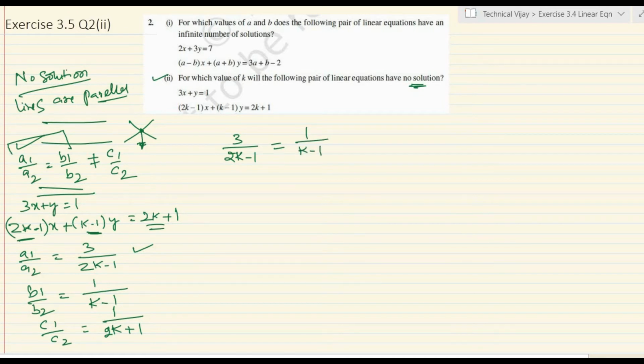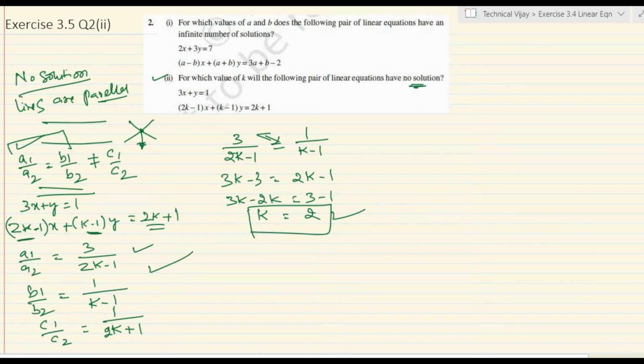So now cross multiplication here. 3k minus 3 is equal to 2k minus 1. 3k, this 2k will bring here, is equal to 3 minus 1. So here k is equal to 2. This is the value. So for this value of k, these have got no solutions.